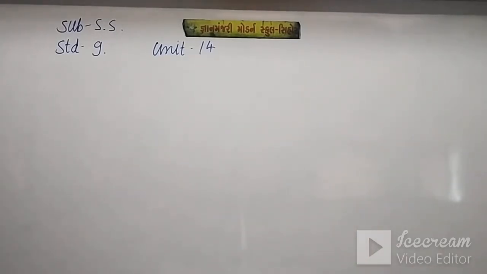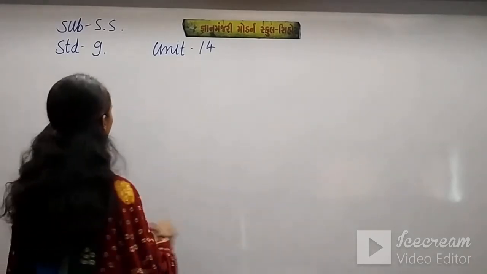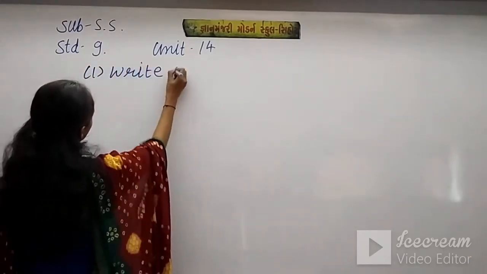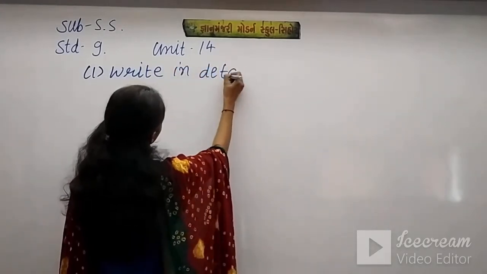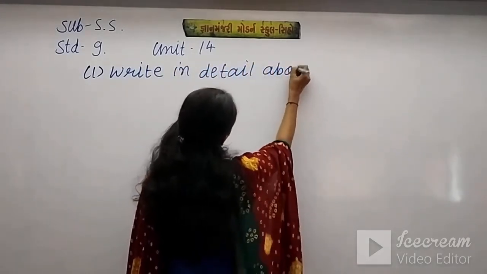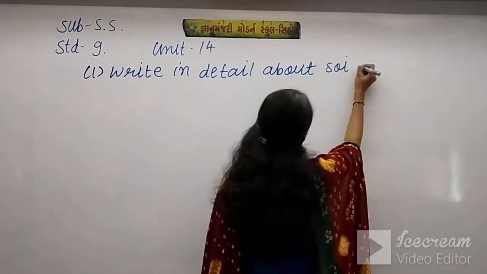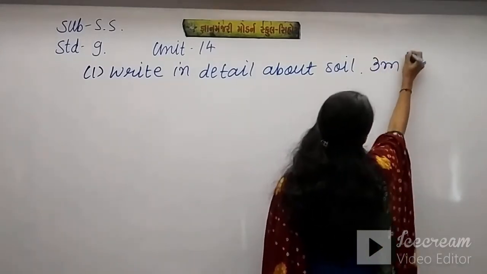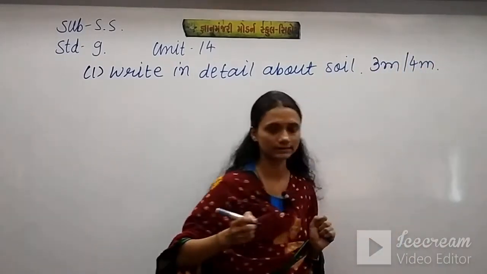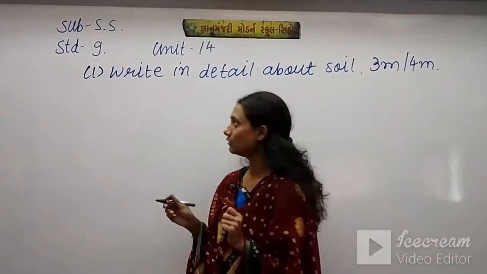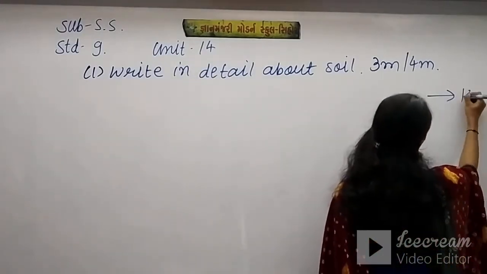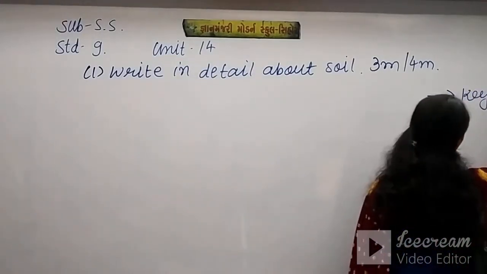See, suppose this question is there: write in detail about soil of India, and it is asked in 3 or 4 marks. So first of all, how to start this? In SS subject you have to keep this thing in your mind: keywords.